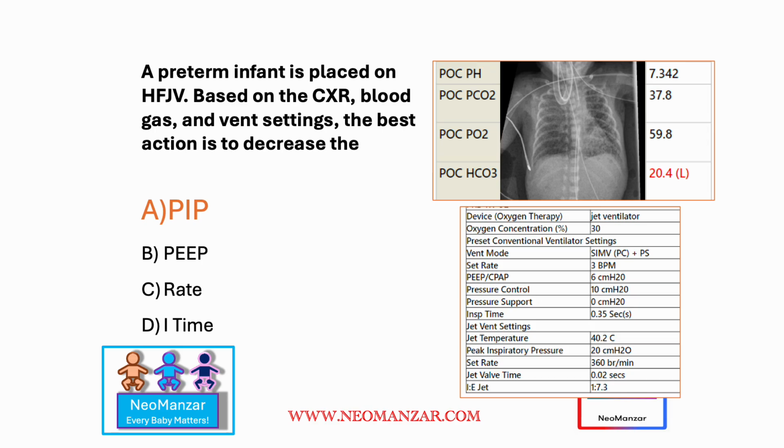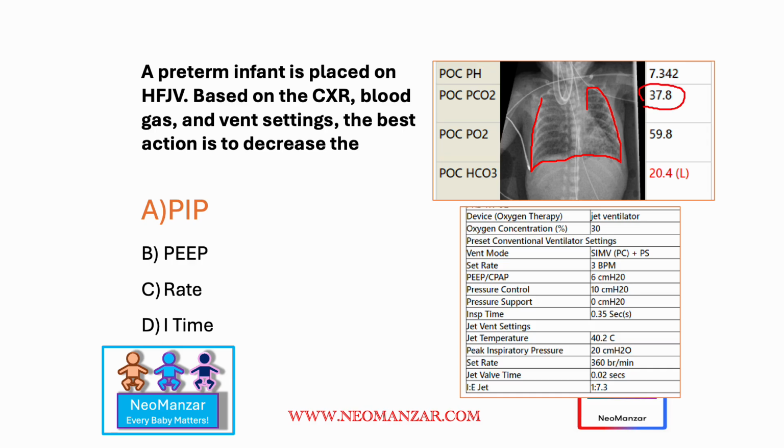Peak end expiratory pressure is given here, but that is, I'll show you later on, that's low, and rate and I time have a different mechanism in a jet ventilator. We'll talk about it in a minute. So let's first see why we have to do that. As you can see on the chest expansion, you have a very flat diaphragm. This is one thing you have to consider when you're looking at the jet ventilator. See the CO2, the CO2 is low.